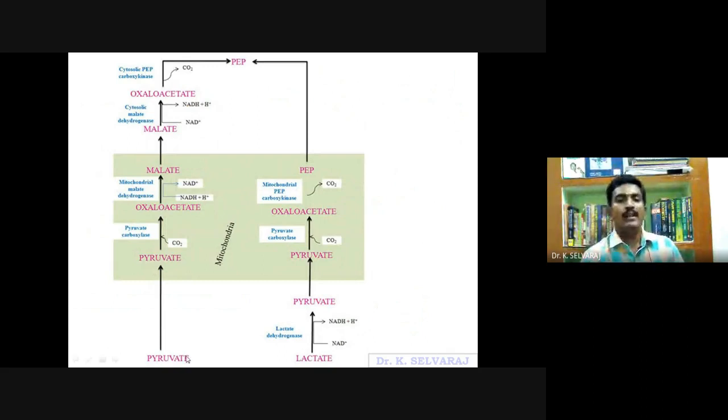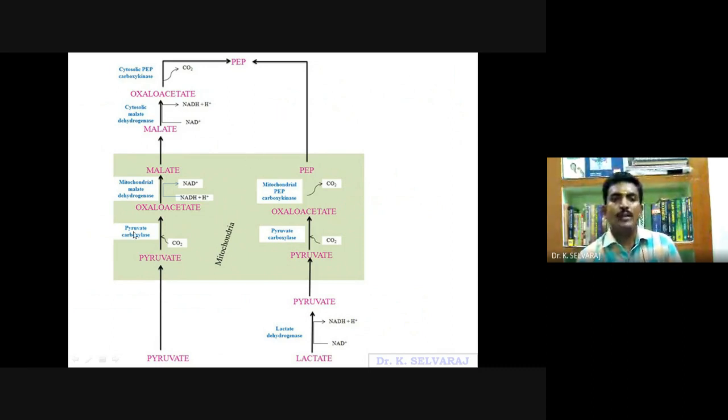Here you see the pyruvate. If the pyruvate is directly involved in gluconeogenesis, the pyruvate synthesized in the cytosol is transferred to the mitochondria. In the mitochondria, the first enzyme is pyruvate carboxylase. Again, I tell you, pyruvate carboxylase is a mitochondrial enzyme. It is present only in the mitochondria. So during gluconeogenesis, both the mitochondria and the cytosol are needed.